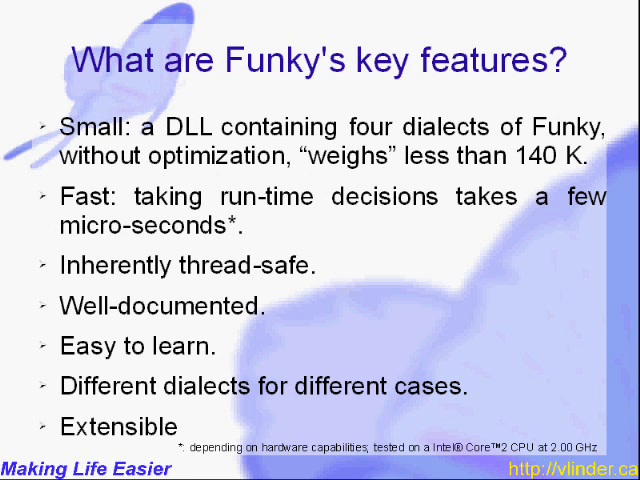Funky's key features, aside from its stability and performance, are that it's small. A DLL containing all 4 dialects of Funky without any optimization weighs less than 140 Ks. Meaning that if you need only one dialect and you do optimize for size, you could go considerably lower than that. Funky is fast, taking runtime decisions using a fairly complex script on my computer, which is an Intel Core Duo at 2 GHz. It takes only about 300 microseconds.